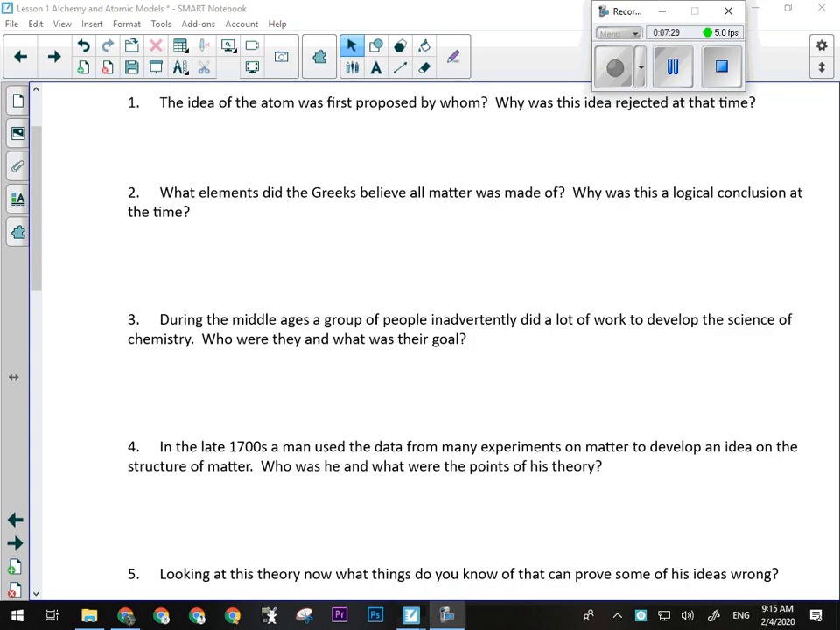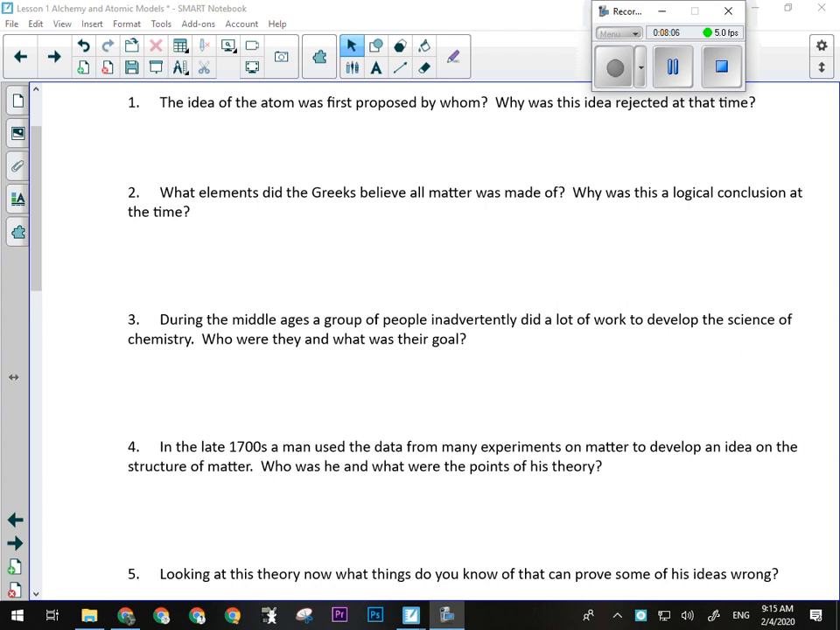Okay, so question number 1 is asking who first proposed the idea that there are these small, indivisible particles. Who was it? Democritus, the Greek guy. Democritus came up with this idea first, and it was rejected because at the time the Greeks believed in everything being made of the 4 elements, which made way more sense. It was a much more logical conclusion for them to draw because they could explain the way things worked, the way things were, and so it just was better. It wasn't that his idea was wrong; it's just they had something that made more sense.